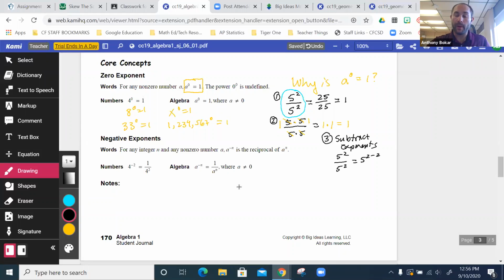minus 2. What is 2 minus 2? 2 minus 2 is 0. So this whole thing is the same as writing 5 to the 0 power. What does that mean? This is all supposed to work out to 1, isn't it? If these are all the same using different rules, like the meaning of an exponent, division that we know, and the property we learned about subtracting exponents, that means that 5 to the 0 has to be the same as 1.